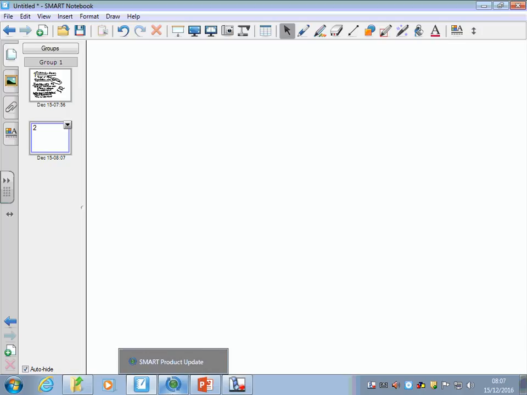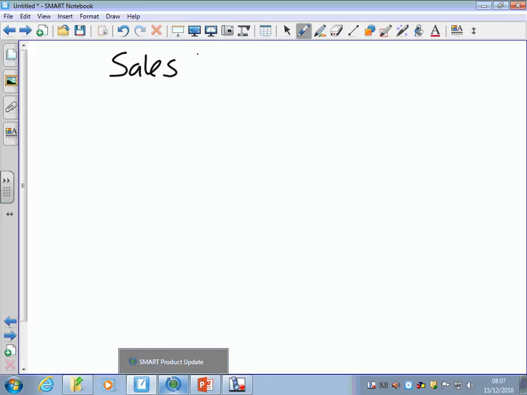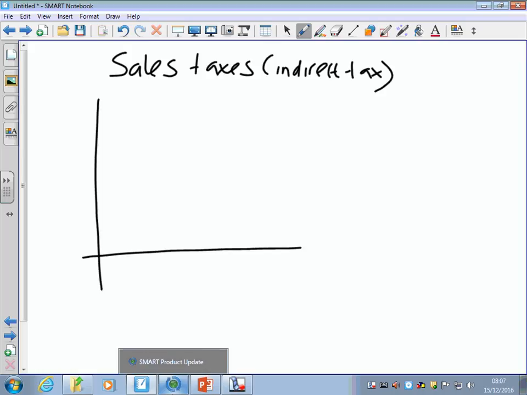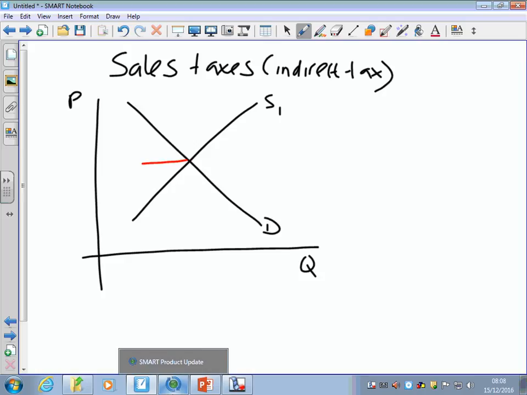Let's now think about the different intervention strategies available to the government. Okay, now let's think about the first one, sales taxes. And this is no different to an indirect tax. Okay, now think about what an indirect tax will do. Imagine we're in a market where we have this equilibrium point, so demand is equal to supply. But if we were to impose an indirect tax on this business, then supply will shift inwards because we're in effect raising the cost of production.